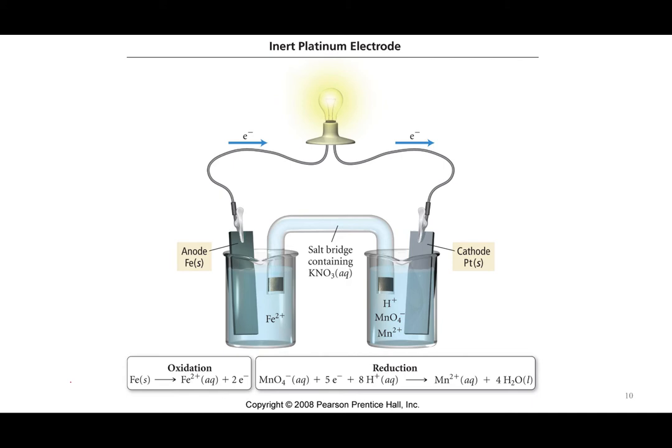All right, so where do I start? What do I write first? Fe, the anode? Yeah. Then what do I write? Solid. Draw a line. First I need Fe2+. Just the ions on the oxidation half reaction. Two lines. I'm done talking about my oxidation half reaction.